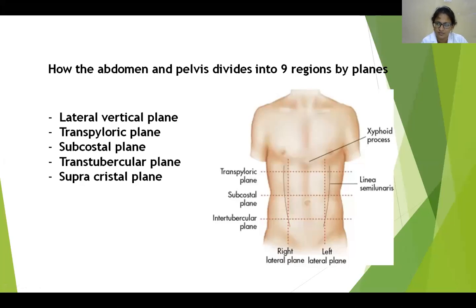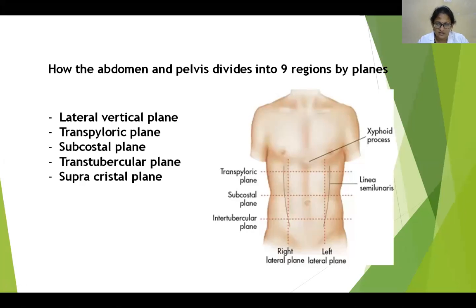You draw the transpyloric plane at the junction between the suprasternal notch or pubic symphysis, the xiphoid process or umbilicus. This is one point, and the next point is at the tip of the ninth costal cartilage on the costal margin. You should draw one more line behind, at the lower border of the L1 vertebra. This is the transpyloric plane.